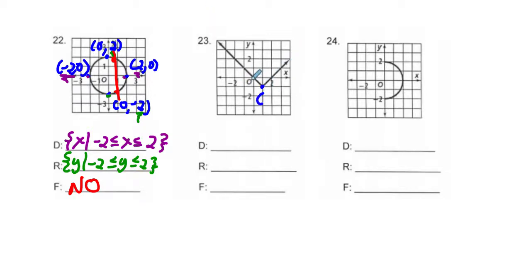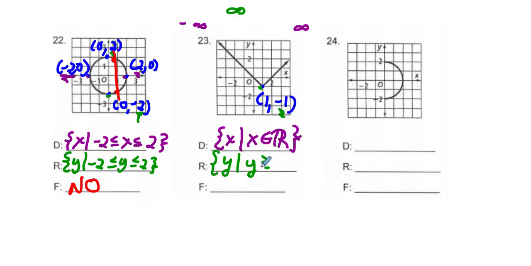Identify key values. This is the point (1, -1). So my domain, my farthest to the left my graph goes is -infinity. Farthest to the right it goes is infinity. So my domain is all real numbers. For my range, the lowest down it goes is -1. The highest up it goes is infinity. The line is connected in between all of that. So therefore, y is such that y is greater than or equal to -1. Yes, it passed the vertical line test, so yes, it is a function.